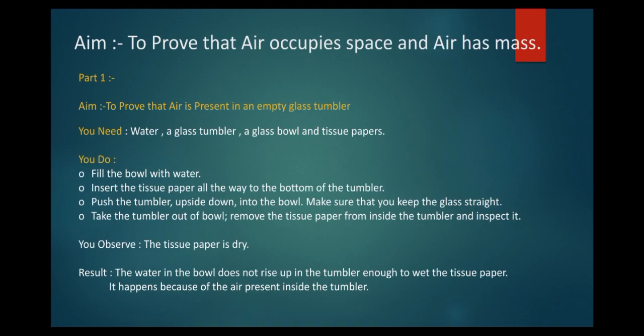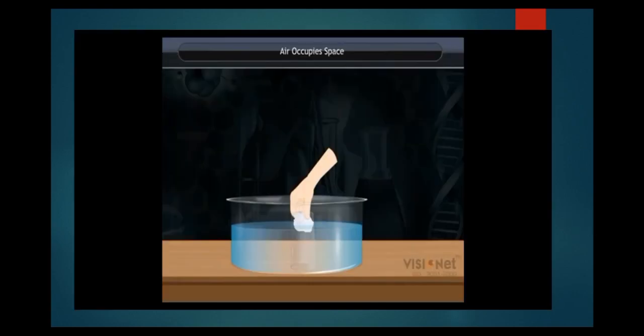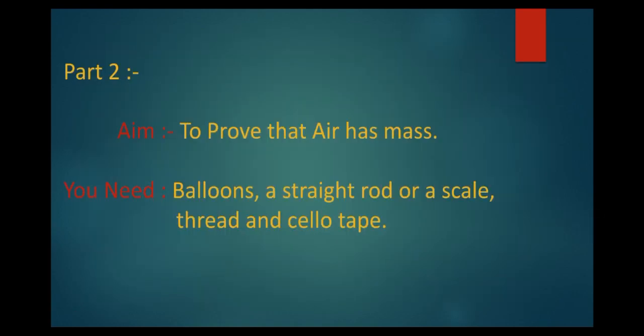Okay, now let's come to our next part of the experiment. Our second part is to prove that air has mass. So what we need for that experiment? We need some balloons, a straight rod or a scale or a beam balance. Okay, and we need some threads or one cello tape.